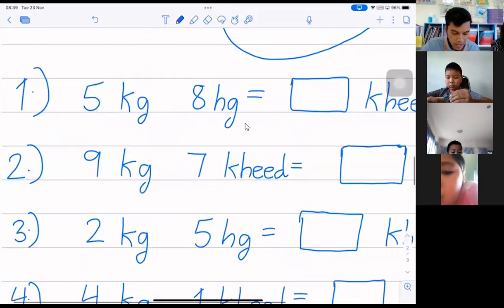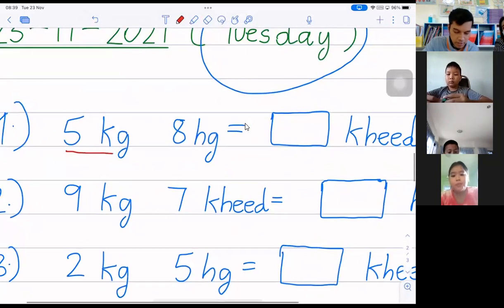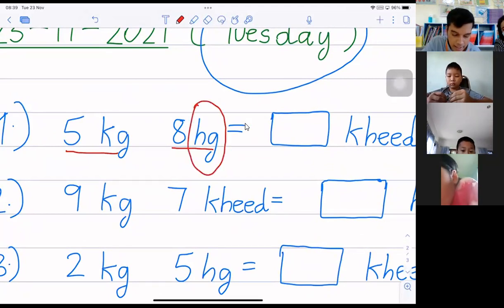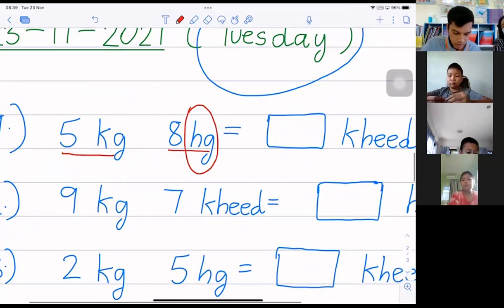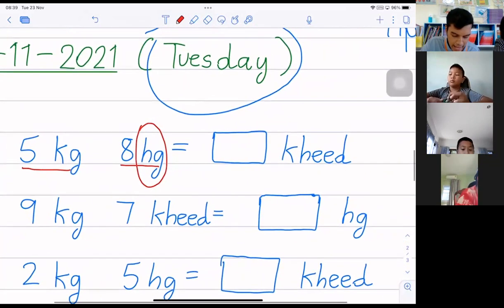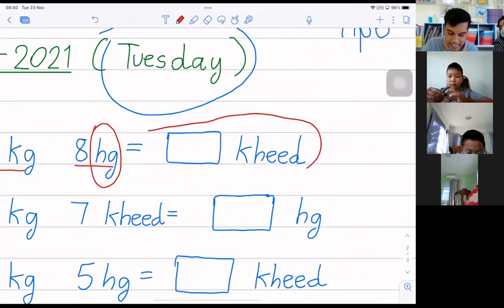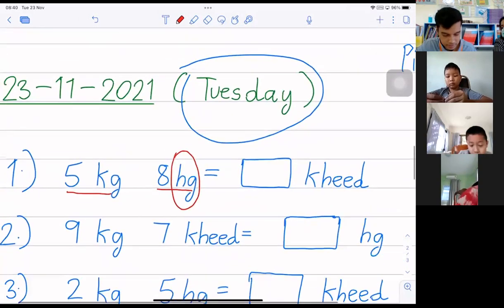So, look at number one, okay? Number one is 5 kilograms, 8 hectograms. Students, hectogram means HG, okay? Hectograms means HG. Oh, turn off your microphone, please. Okay, so 5 kilogram, 8 HG is equals to how many kheed? Students, this one is very easy, okay? Not difficult, all right?